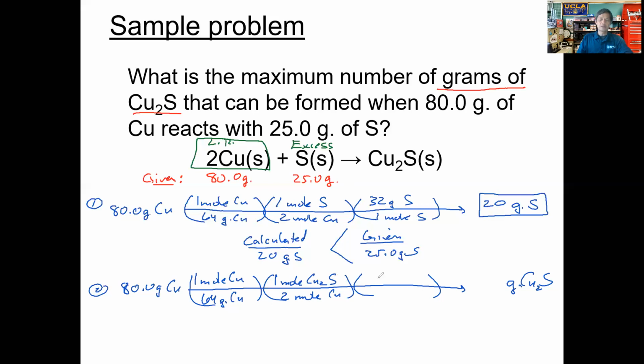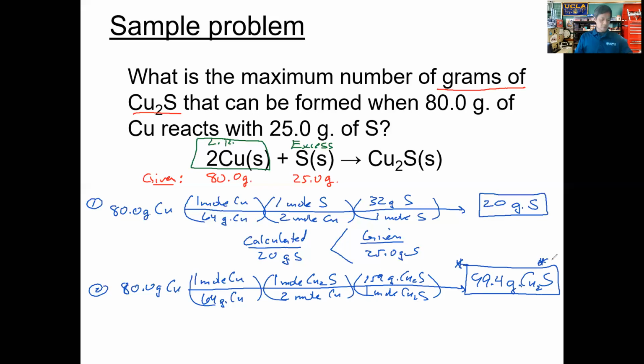Okay, all right, so with that said, the last conversion factor is going to be the molar mass of copper 1 sulfide, 2 coppers, 1 sulfur. That's going to be 159 grams of Cu2S for every 1 mole of Cu2S. Okay, so you plug it in, and you're going to get your final answer, which is 99.4 grams of copper 1 sulfide, and that, folks, is your answer.